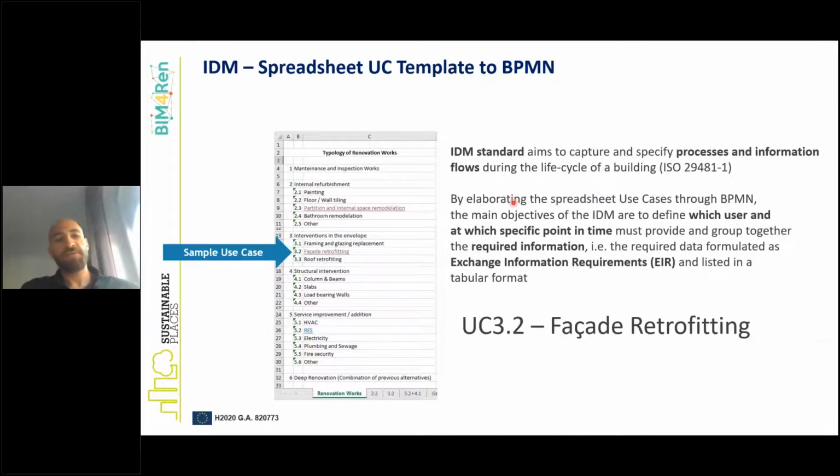So one of the use cases, as you can see here, is that there are different typologies of renovation work. There is someone who will only make a refurbishment of the internal design of his building, or someone will make a renovation of the envelope, or make a deep renovation, so a structural intervention as well, or only change the services. So for each one of these typologies, we have defined specific requirements. If we speak about only one use case, it is the facade retrofitting, which is under the intervention of the envelope.